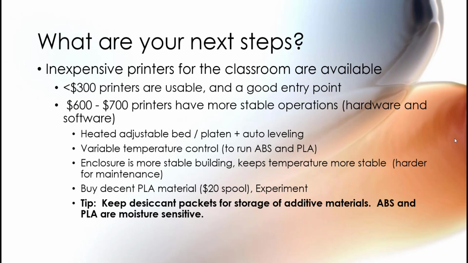Inexpensive printers, a couple of things about those. The sub-$300 printers are okay, but expect to have more failures, more setup, and more variability in your parts. The $400 to $600 to $700 printers are way more stable, hardware- and software-wise, significantly more stable. They come with heated beds, and could be auto-leveling. That's not a requirement, just a bonus feature on some of them. Variable temperature control to run different materials is also important. If it comes with an enclosure, that helps keep the overall temperature more stable as you're building larger objects.